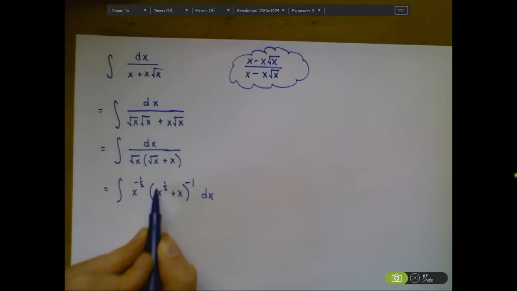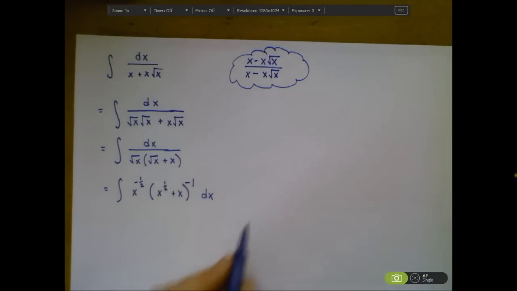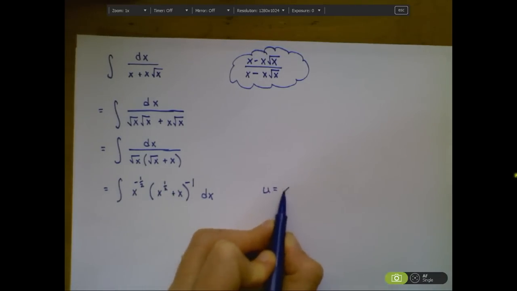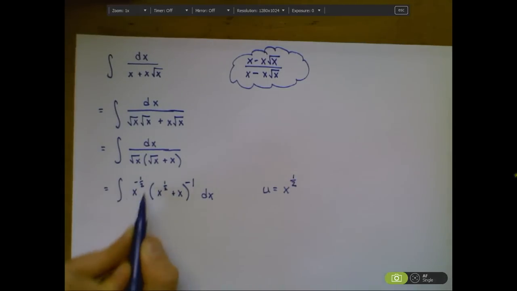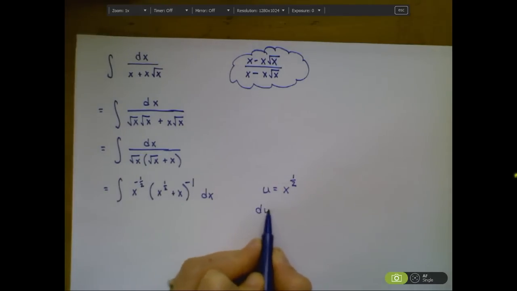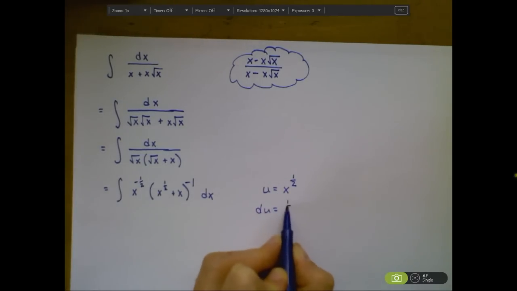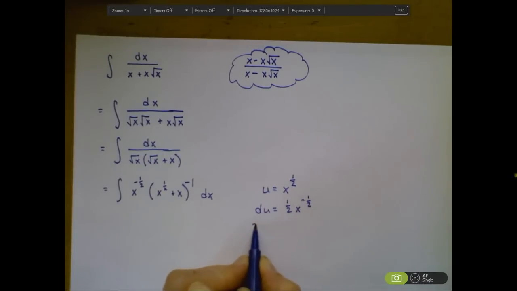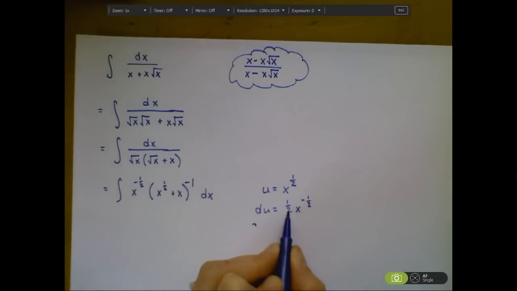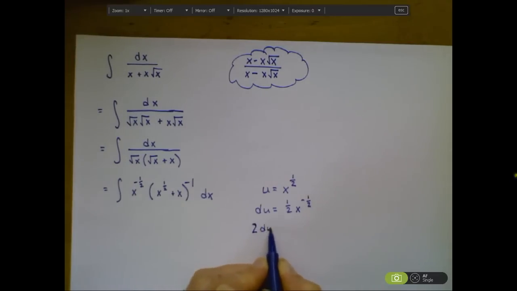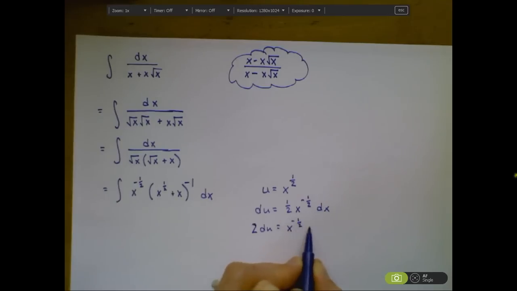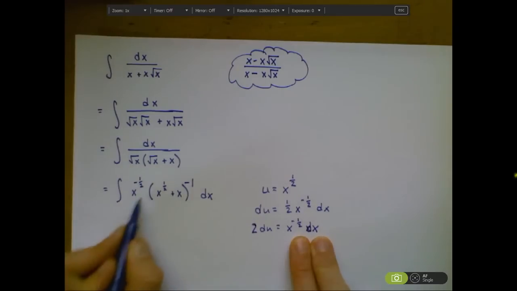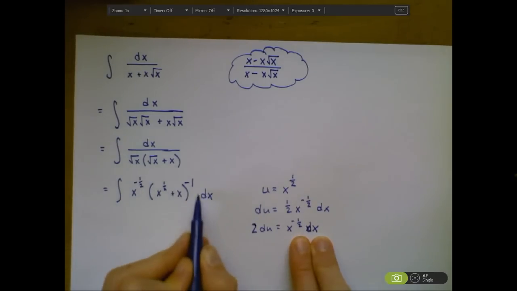And I'm going to pick sort of a clever version of u. I'm going to set u equal to x to the 1/2, because then my du is hiding right here. My du then becomes 1/2 x to the negative 1/2, or multiplying both sides by 2, du is, dx is equal to x to the negative 1/2 dx. So I have the x to the negative 1/2, and I have the dx.